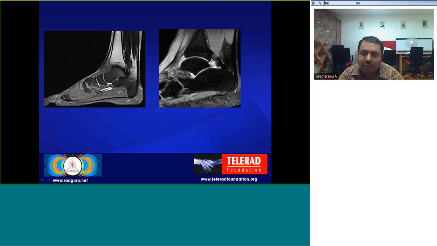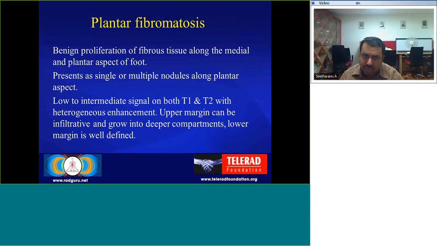This is an abnormal image demonstrating slight thickening and edema of the plantar fascia at the calcaneal attachment as well as some edema in the adjacent bone, so diagnostic of plantar fasciitis. Plantar fibromatosis is proliferation of the fibrous tissue along the medial and lateral aspects of the foot and presents as either single or multiple nodules along the plantar aspect.